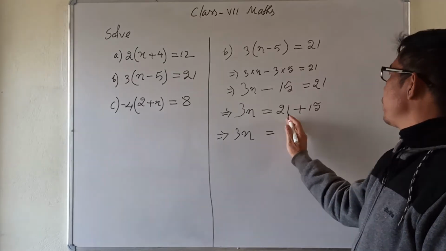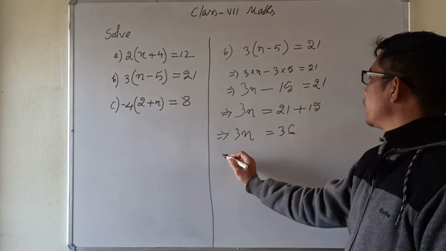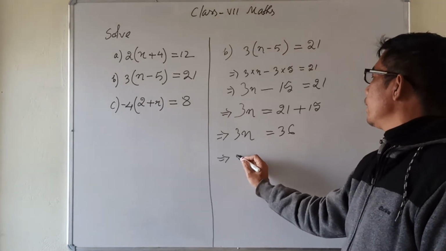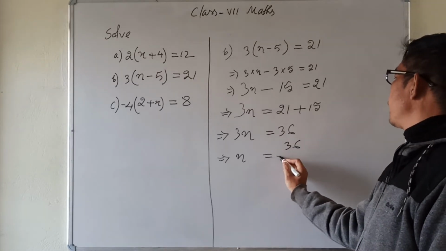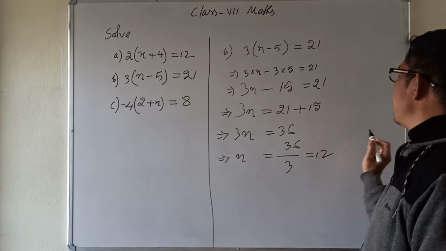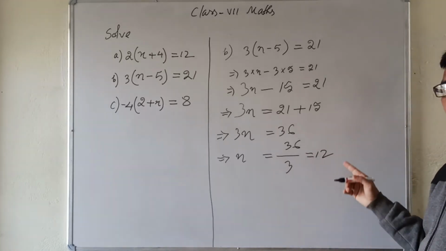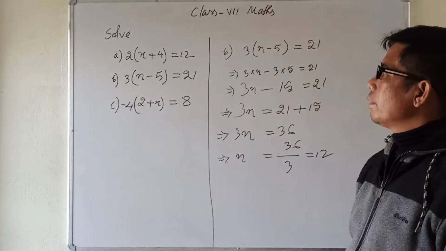3n equal to 21 plus 15, 36. Then to find n, 36 will be divided by 3, which gives 12. So 12 is the solution of the second equation.